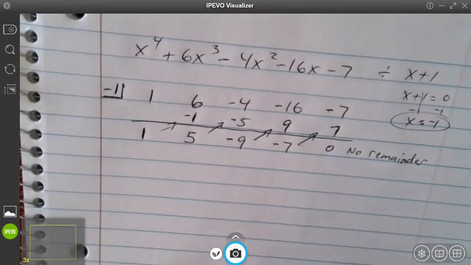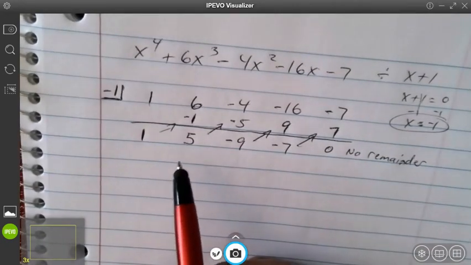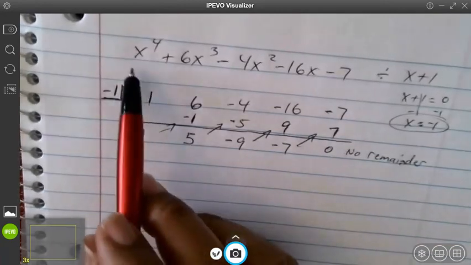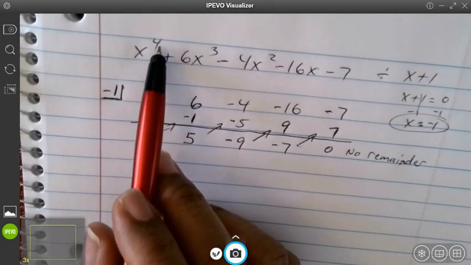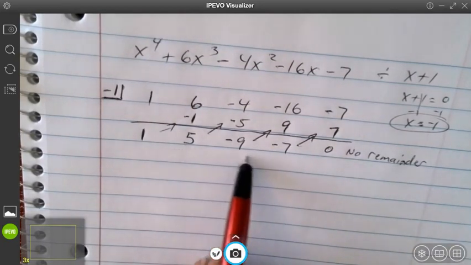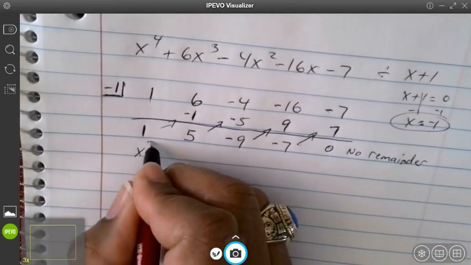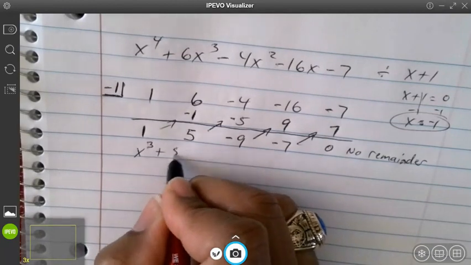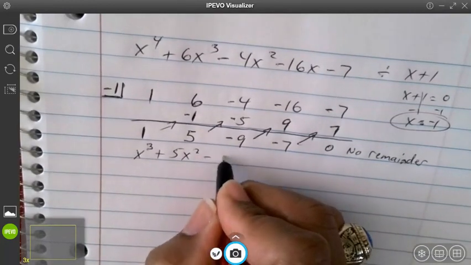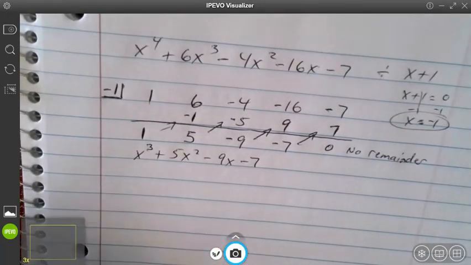Now, how you write your answer is, your answer goes down 1 degree from the original problem. So the degree here was 4, so your answer goes down 1 degree. That's going to start out as a degree of 3, and these are the coefficients of your answer. So since it goes down 1 degree, that'll be 1x to the third plus 5x squared minus 9x minus 7. It just goes right down there in order, descending order.